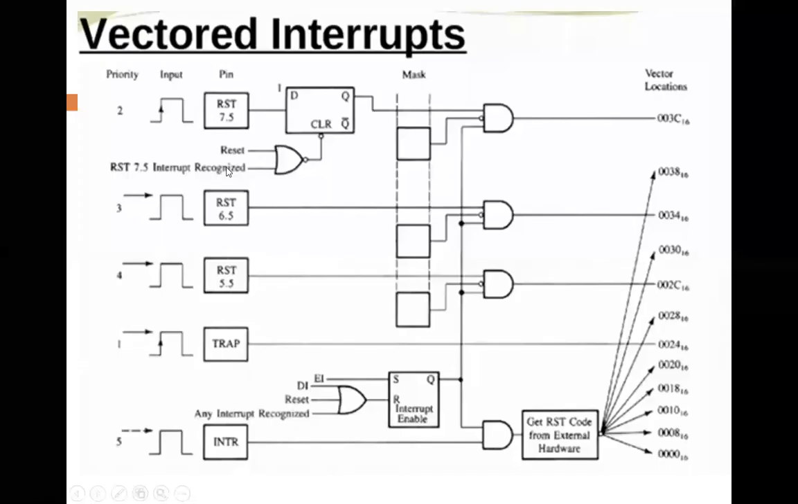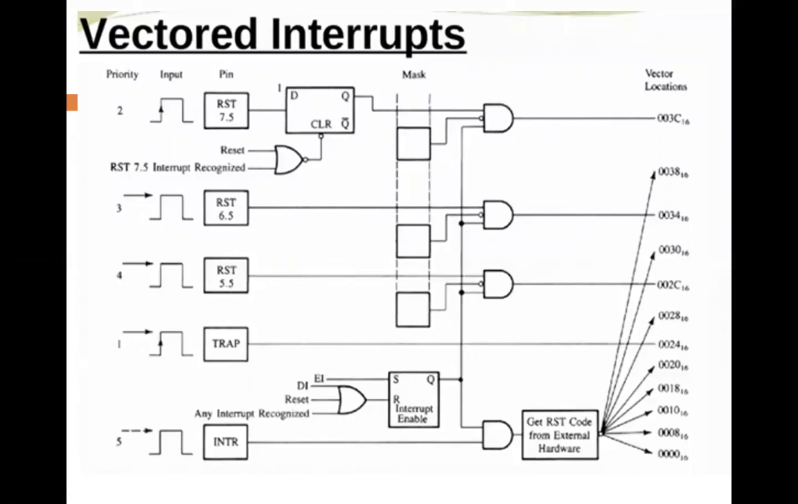Vector interrupts. A vector interrupt means the vector location or address is fixed, as shown in the block diagram. RST 7.5, 6.5, 5.5 and trap are vector interrupts, and INTR is a non-vector interrupt. As shown in the block diagram, RST 7.5 has a fixed vector address, 003CH. Whenever the RST 7.5 interrupt occurs, the microprocessor transfers its control to 003CH, where the ISR is located, and the microprocessor executes that ISR.